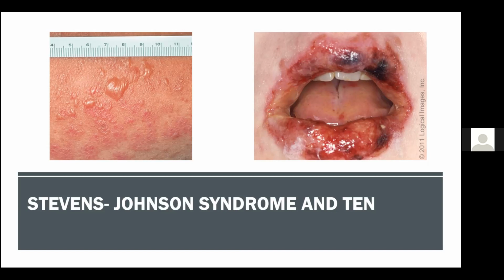All right, and in children, the medications most commonly associated are sulfonamides, but also anti-epileptics and some antimicrobials. And the most common infection is mycoplasma pneumonia. And it's thought that patients with HIV infection have an increase of drug reactions and almost 100-fold higher risk of Stevens-Johnson syndrome than the general population.